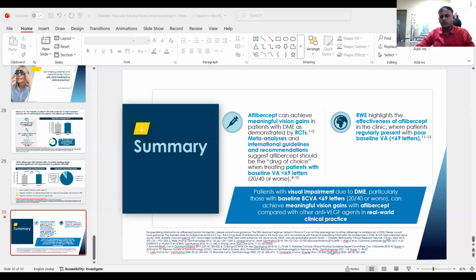See, aflibercept is one of the preferred drugs of choice in treatment naive patients also. But it all depends. Basically, my practice depends mainly on the finances of the patient also. So if the patient can afford it, I preferably go to aflibercept. The only reason is it acts on multiple targets compared to other molecules which act on a single target. So it's more like a value for money drug now.